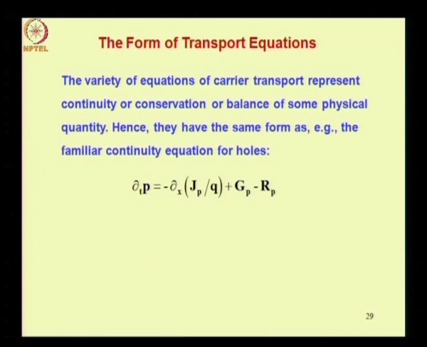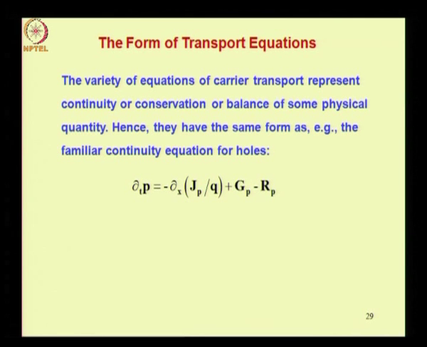So that is dou p by dou t is equal to minus dou by dou x of Jp by q plus Gp minus Rp. So here the equation is written in one dimensional form. It has a time derivative of hole concentration on the left hand side and the spatial derivative of the hole current density on the right hand side, and this is the generation rate, the excess generation rate, and Rp denotes the excess recombination rate.